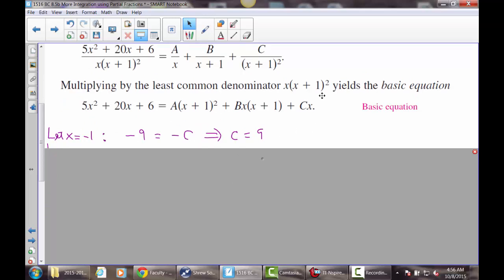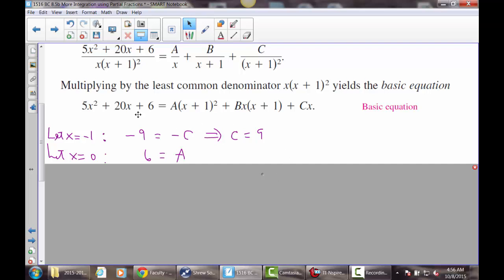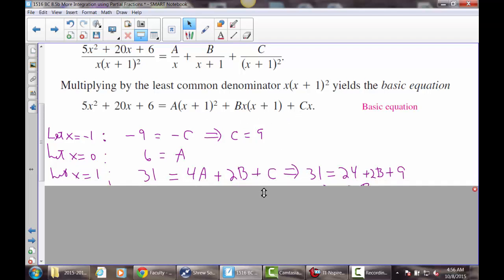The next thing we're going to do is let x equal 0, which will make this term disappear. So plugging in 0 on the left, we get 6. Plugging in 0 into these last two terms, we get 0, but here we'll get a. So now we have c and we have a, but we need b. Now there is no other number we can plug in that's going to make one of these terms 0, so we can pick any number we want. I think 1 is easy.